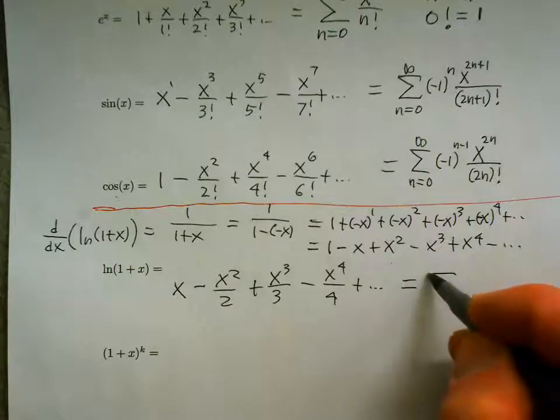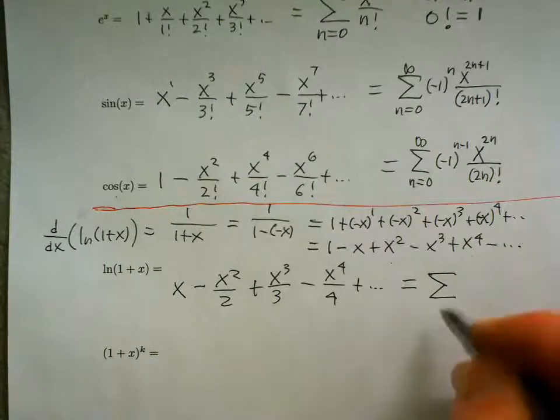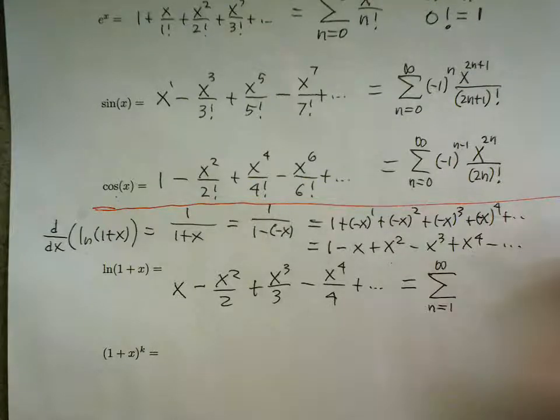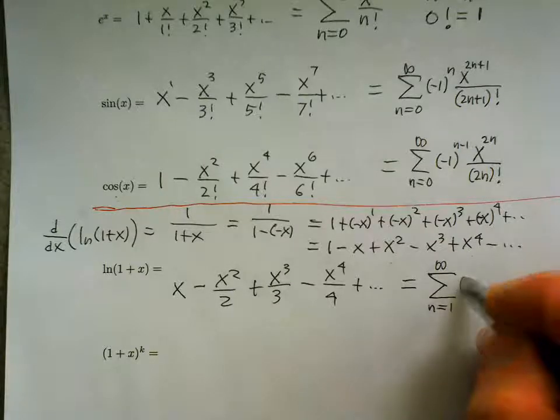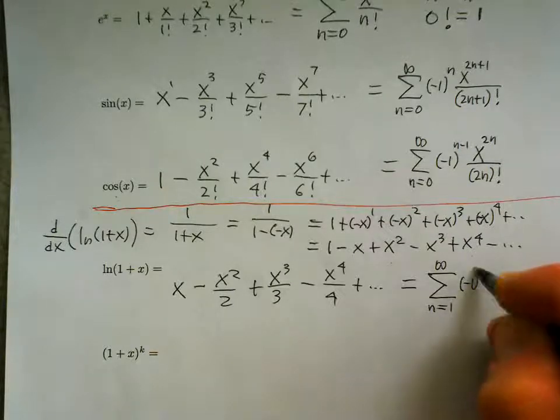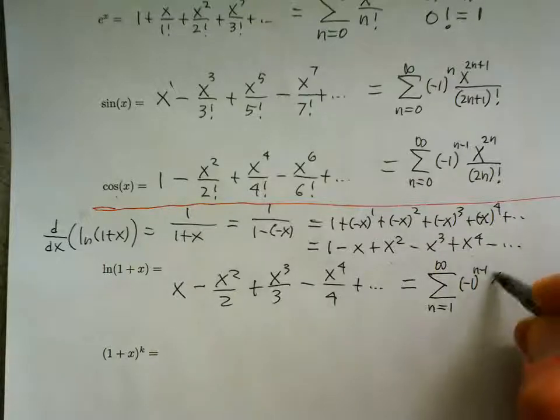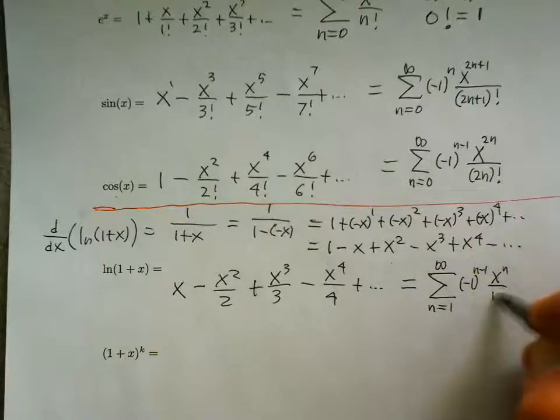So we can write this. We can start this at n equals 1 if we want. And it's alternating, so we write negative 1 to the n minus 1. And then we just have x to the n over n.